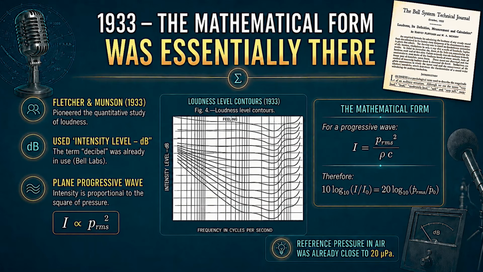Fletcher and Munson used a reference intensity of 10 to the minus 12 watts per square meter. For a progressive wave in air, this corresponds to approximately 20.4 micropascals RMS, already very close to the modern reference pressure of 20 micropascals. So by 1933, the mathematical foundation of modern SPL was already there. But conceptually, the quantity was still being described as intensity level.